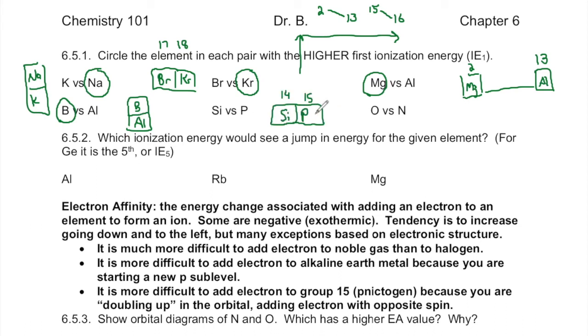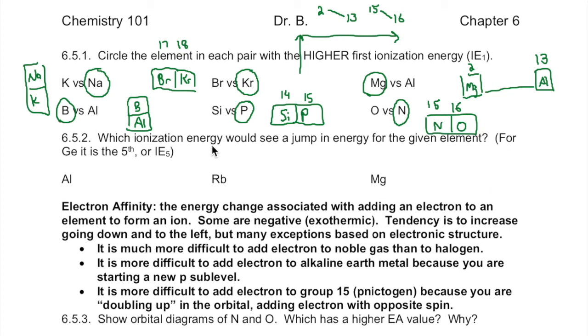For silicon and phosphorus, this is not one of the exceptions where we see a dip. So in general, we see increasing ionization energy going from left to right. So phosphorus would have a higher first ionization energy. And between nitrogen and oxygen, this is one of those exceptions where we see a dip. So normally we would expect the element on the right to have a higher ionization energy, but in this case, nitrogen does. It goes down, going from nitrogen to oxygen.